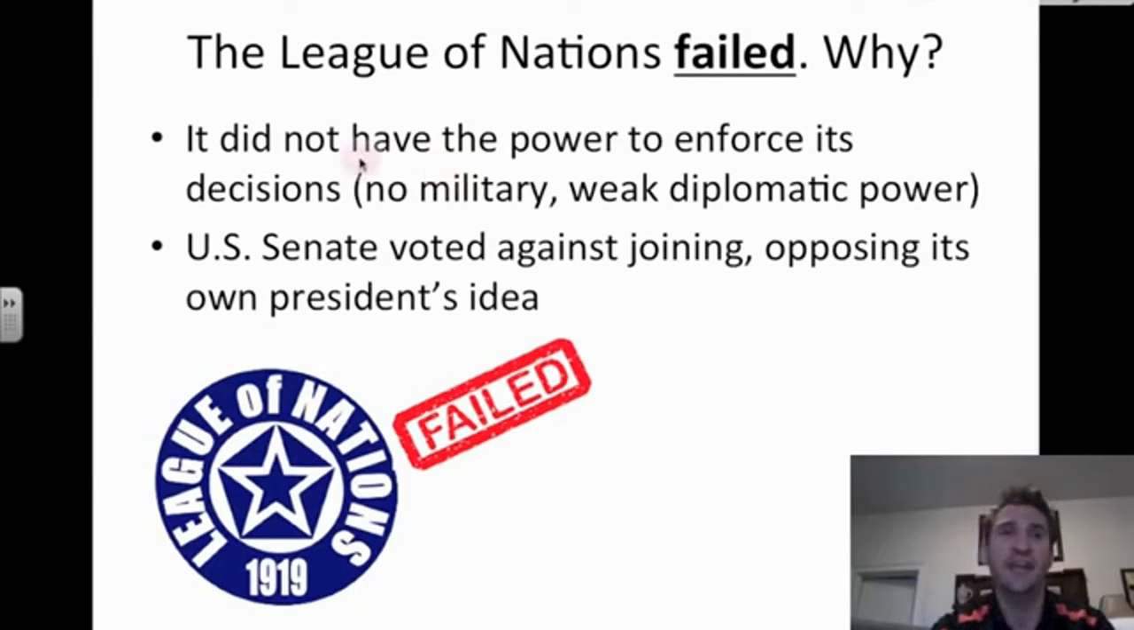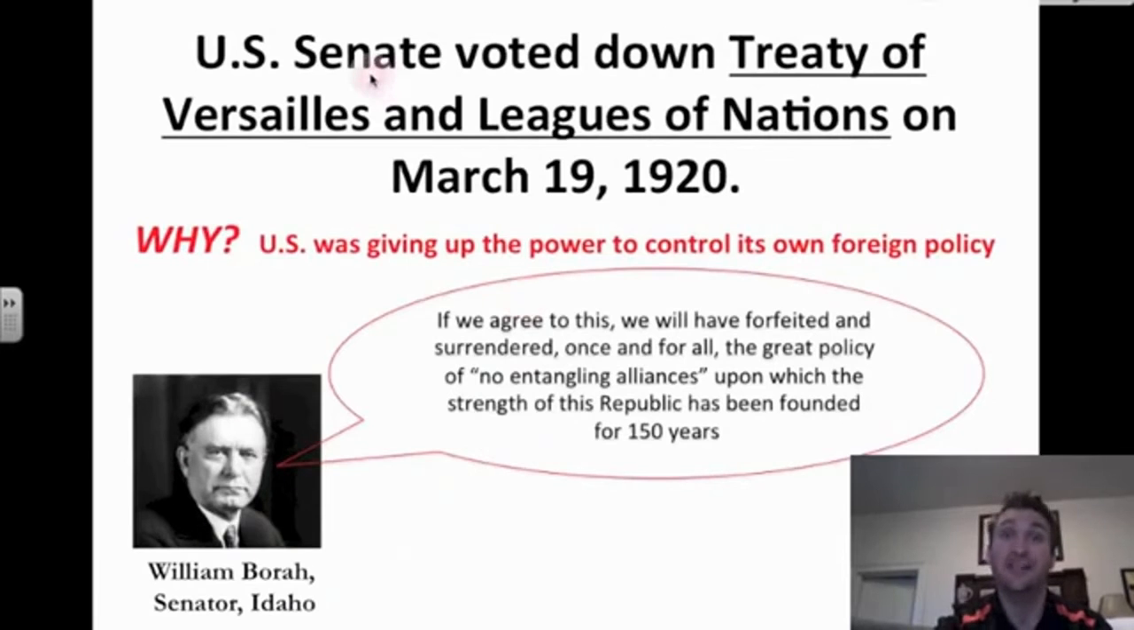The League of Nations failed. Why? It did not have the power to enforce decisions. It didn't have a military. It had weak diplomatic power. And the U.S. Senate voted against joining, opposing its own president's idea. Yes, the U.S. Senate voted down the Treaty of Versailles and the League of Nations on March 19th, 1920.